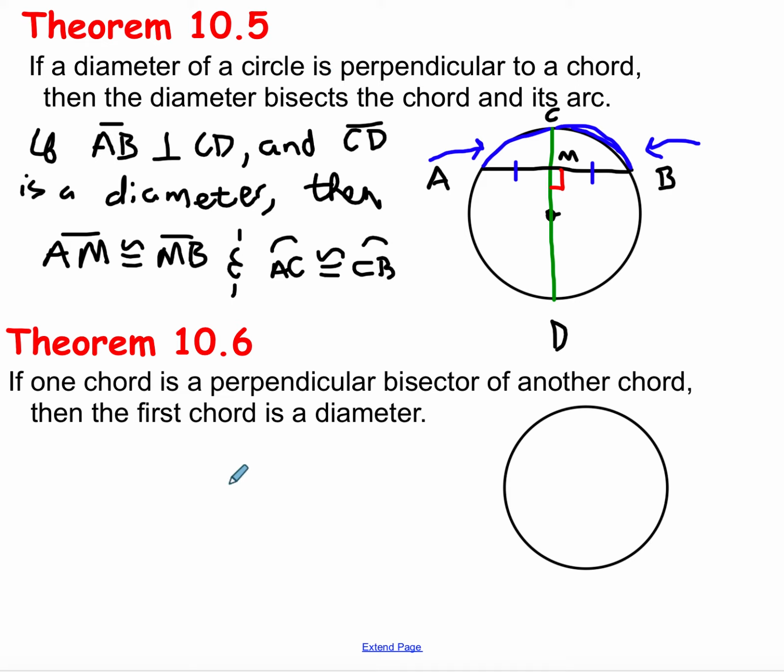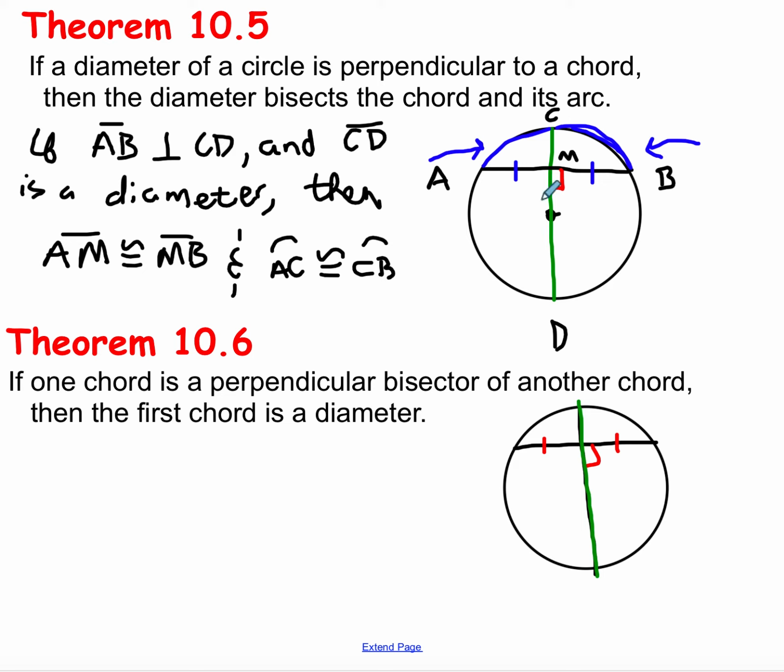So, moving along. If one chord is a perpendicular bisector of another chord, then the first chord is a diameter. Okay, so Theorem 10.6 is actually the converse of this. So we're not going to go into as much detail about this one, but let's say I have a chord and another chord, and one of these chords is perpendicular to and it bisects the other chord, then we know for certain that this first chord, guess what, has to be a diameter. Has to be a diameter. So this is the exact converse of this.